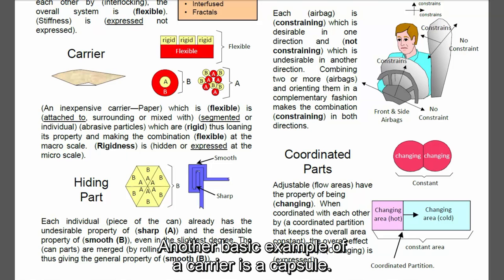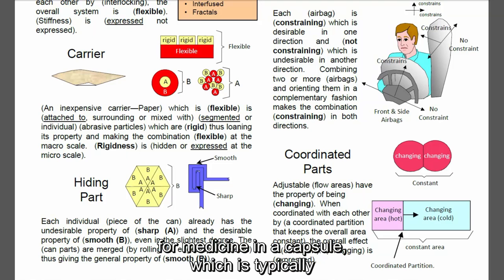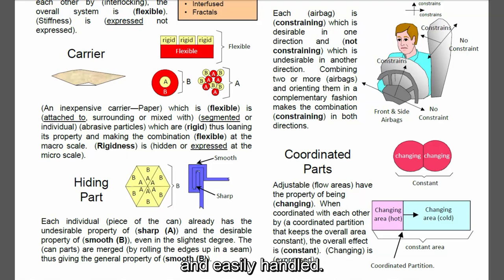Another basic example of a carrier is a capsule, where you put a powder that tastes really badly for medicine in a capsule, which is typically gelatin, which is easily swallowed and more rigid and easily handleable, and this allows the drug product to have a different property at the macro scale versus at the micro scale.